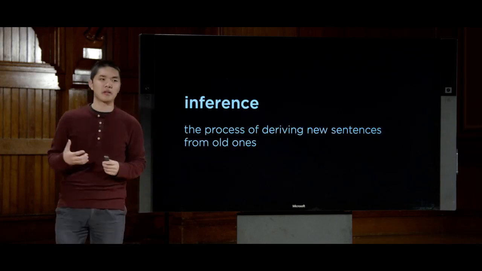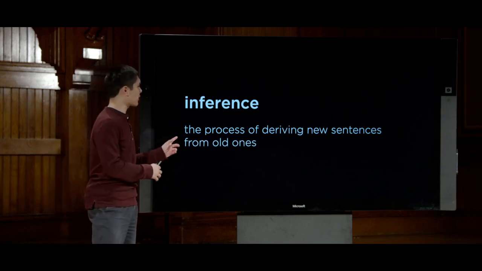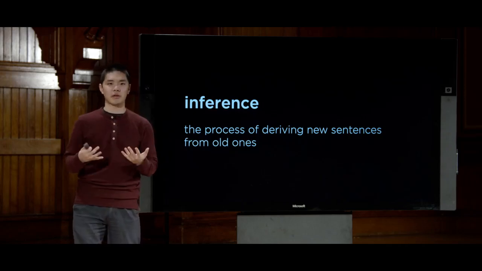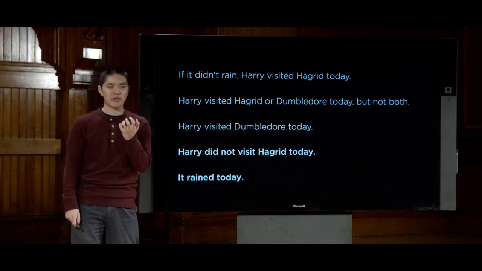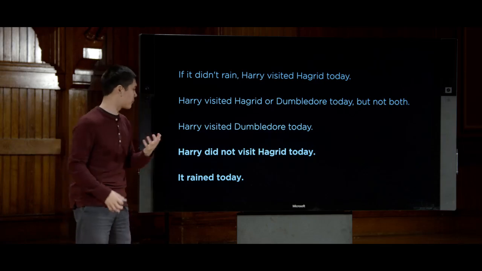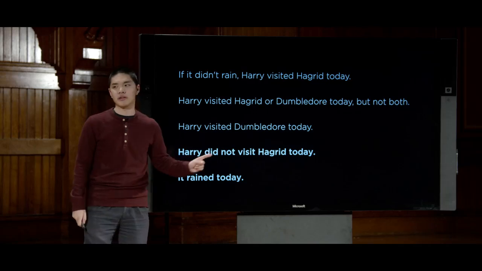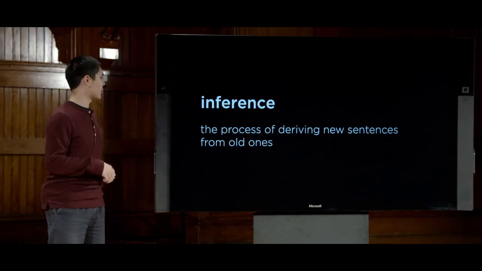And this process is known as inference. That's what we're going to be focusing on today, this process of deriving new sentences from old ones. I give you these three sentences, you put them in the knowledge base inside the AI, and the AI is able to use some sort of inference algorithm to figure out that these two sentences must also be true. And that is how we define inference.